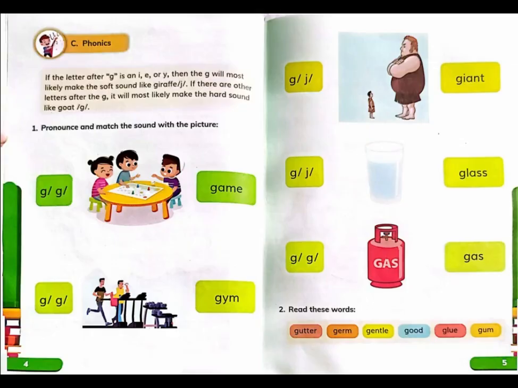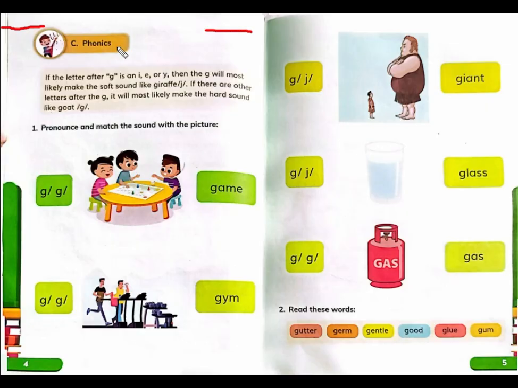Students, open page number 4 of your textbook. Before starting, you have to write the date on this side of the page and the day on this side of the page. Okay? Now let's begin. The topic on this page is phonics. Do you all know what phonics are? Phonics are the sounds of the letters, and today we are going to study the phonic of G. G. Okay?